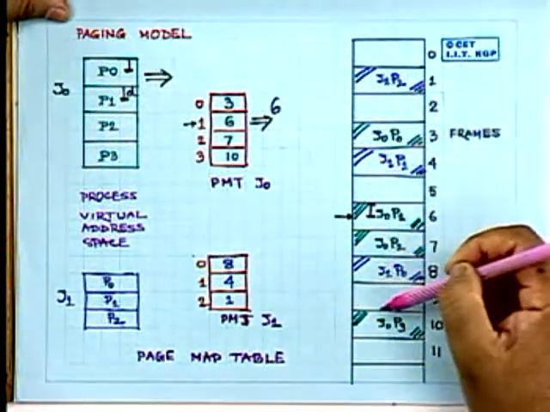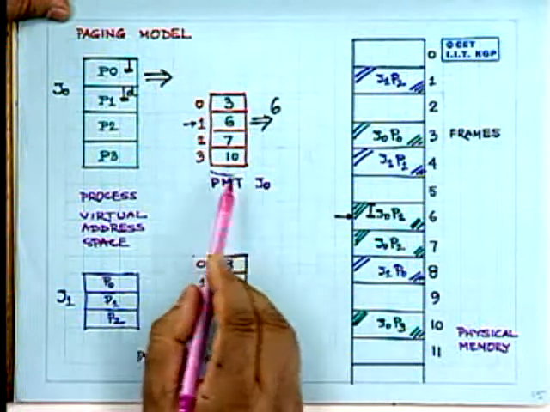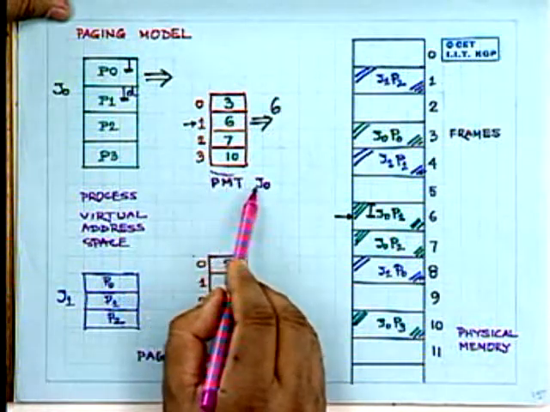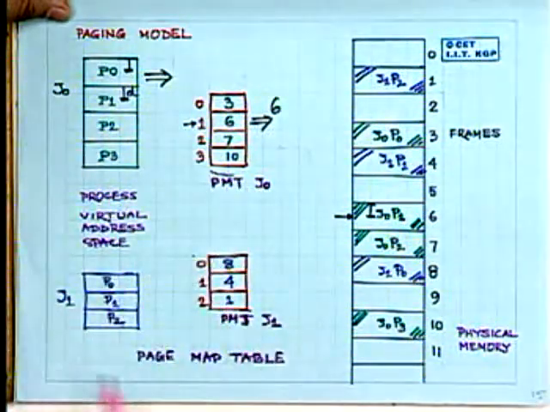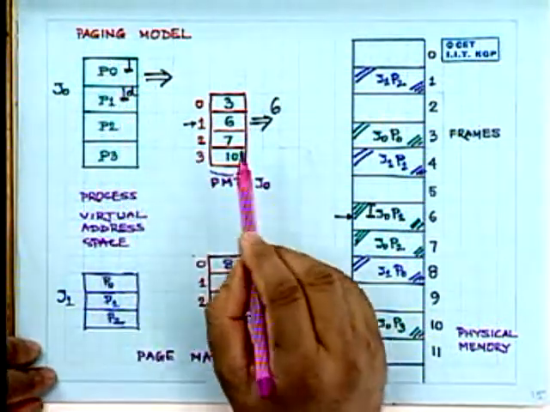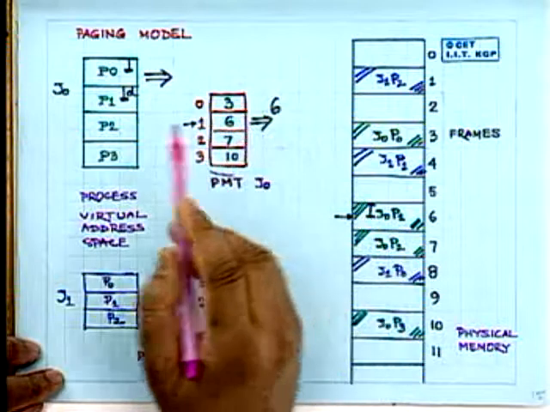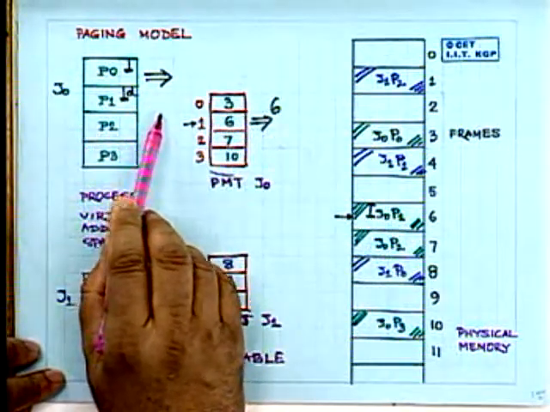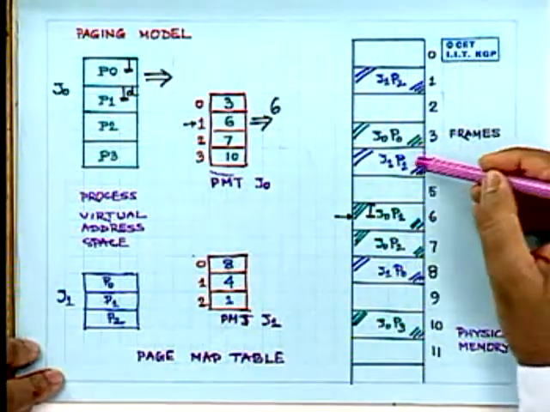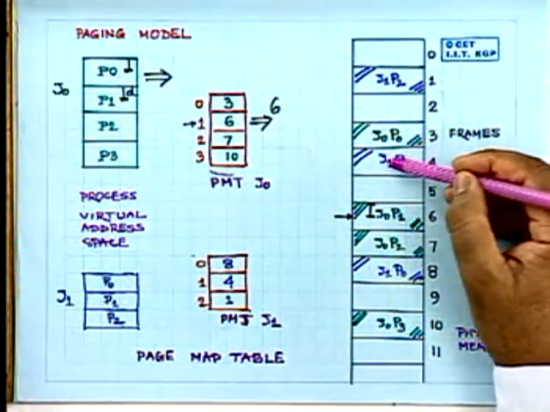As the frames are available, a corresponding page map table is created. For example, one page map table for one job: here PMT J0 for J0, PMT J1 for J1. Whenever a particular process is executing, the operating system makes sure the corresponding page map table is consulted to map the page number into the frame number. The displacement remains the same, and taking the corresponding frame and the displacement, that particular location is accessed.